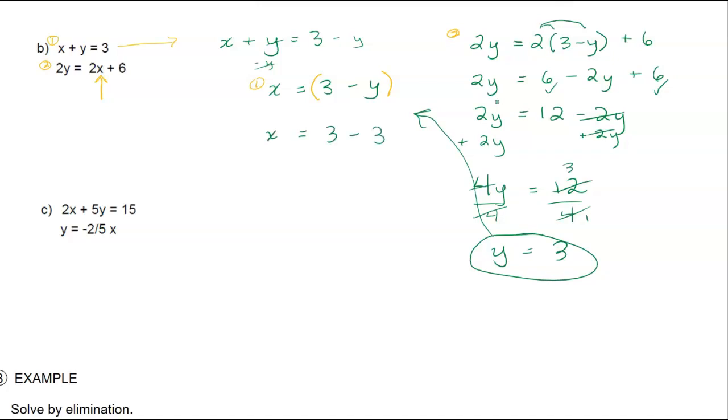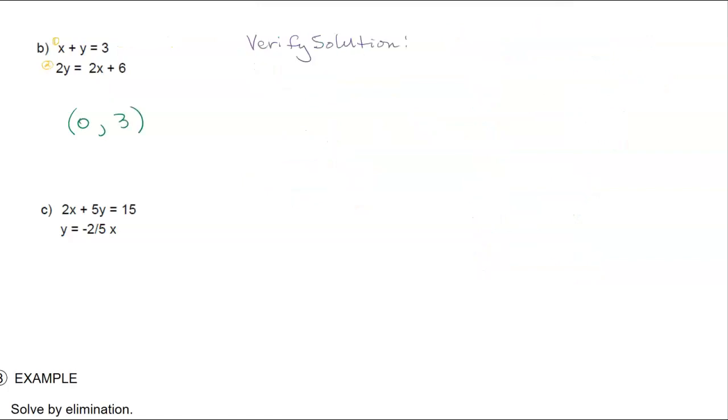3 minus 3 is 0. So we have an x and we have a y, right? Here's our ordered pair, (0, 3). Okay, let's verify our solution, (0, 3). Remember, 0 is x and 3 is y, right? We have to check both equations.